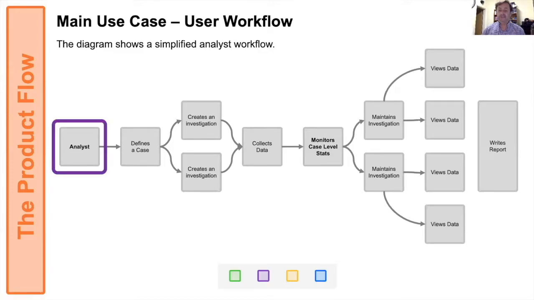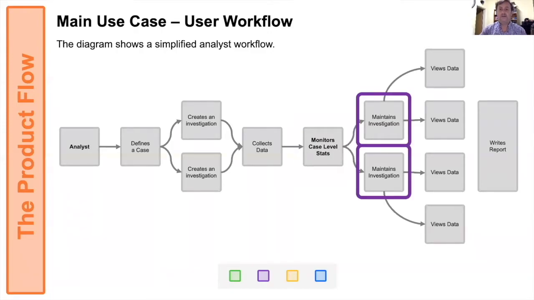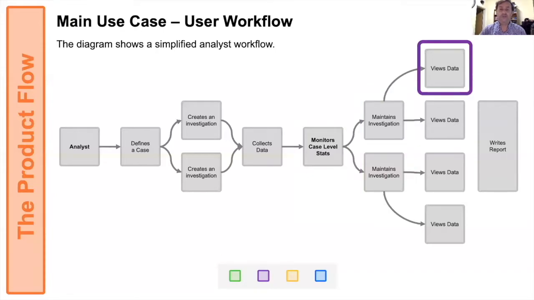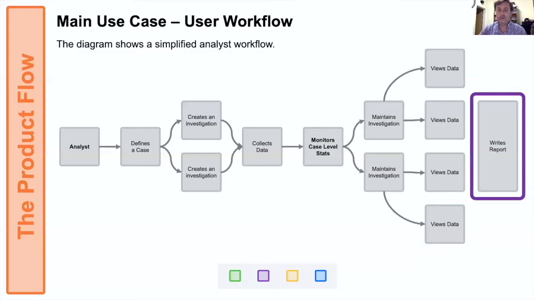The analyst enters the system. The analyst now defines the case goals and the objectives. The analyst now creates an investigation or multiple investigations. The analyst now configures the data collection keywords and search query parameters. The analyst now monitors the case level statistics and also keeps track of the individual investigations. The analyst can also view the data using different cross-sections of the data visualizations and representations, and further additional views. And finally, create a case and investigation report.